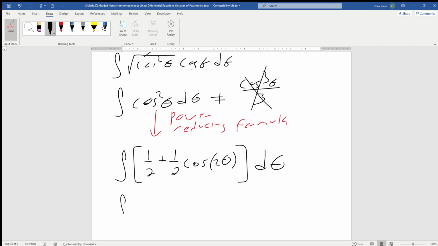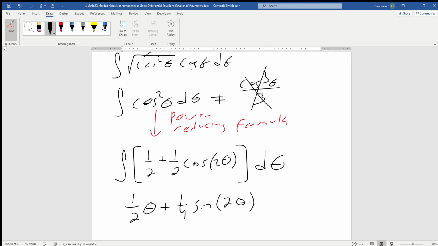So we're going to have the antiderivative of 1/2 is just going to be theta, 1/2, plus the antiderivative of cos 2 theta is going to be 1/2 sine. We also have the half from out front. So remember, it's the reverse of the chain rule, so we divide by the exponent. So this is 1/2 sine 2 theta.